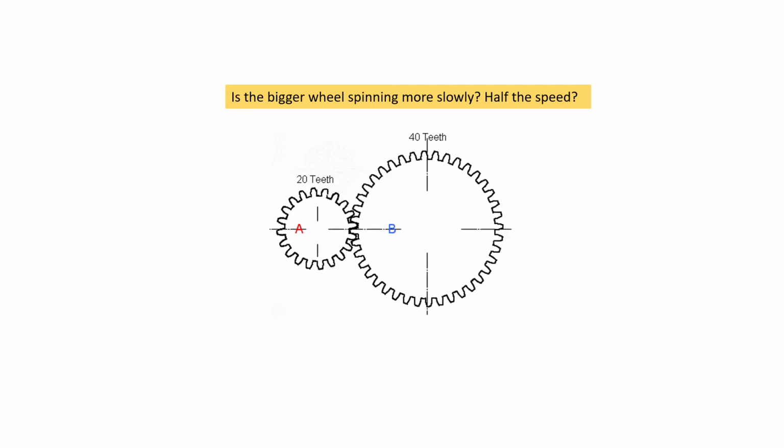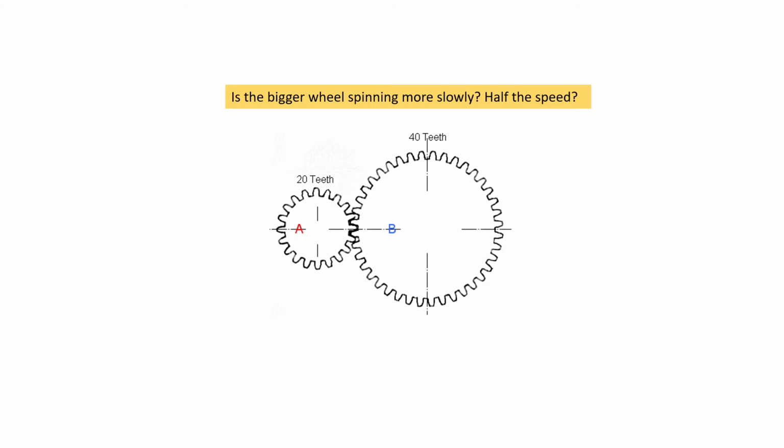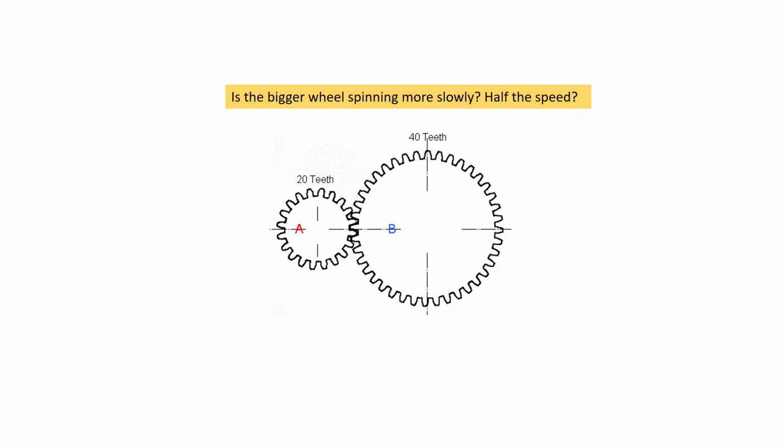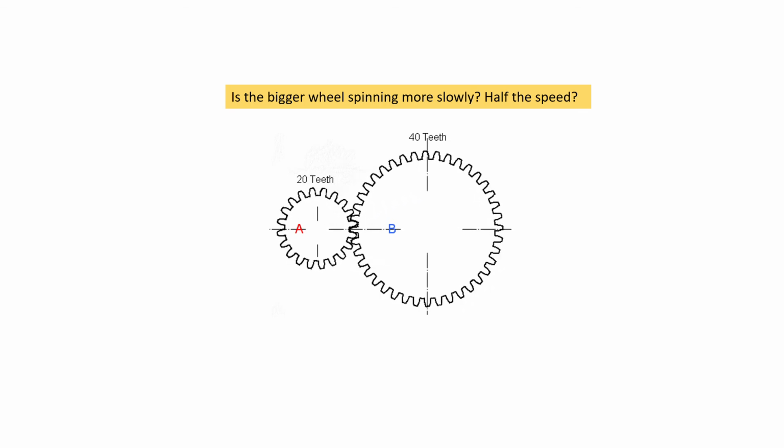Okay, so the question is, is the bigger wheel spinning more slowly? When I say half the speed, for example, if the smaller one is traveling at 1 revolution per second, then the bigger wheel will be traveling at half a revolution per second.